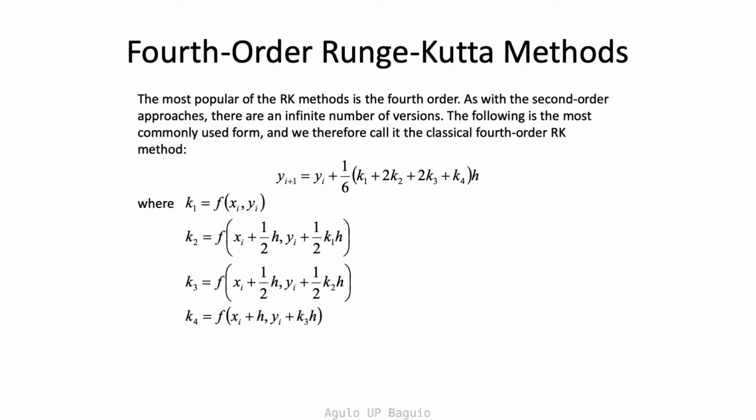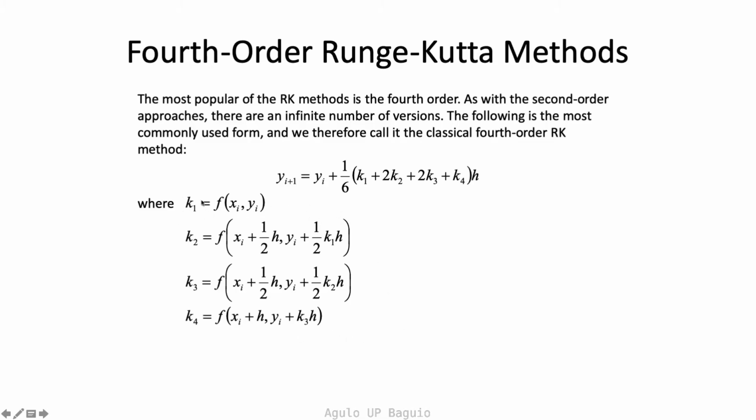For the fourth order Runge-Kutta method, which is the most popular of the Runge-Kutta methods, there are also an infinite number of versions depending on the assumed value of the constants. So this form is the most commonly used equation, and we call it the classical fourth order Runge-Kutta method. So y sub i plus 1 is equal to y sub i plus 1/6 k1 plus 2k2 plus 2k3 plus k4 times h. And k1, k2, k3 are given by these equations.